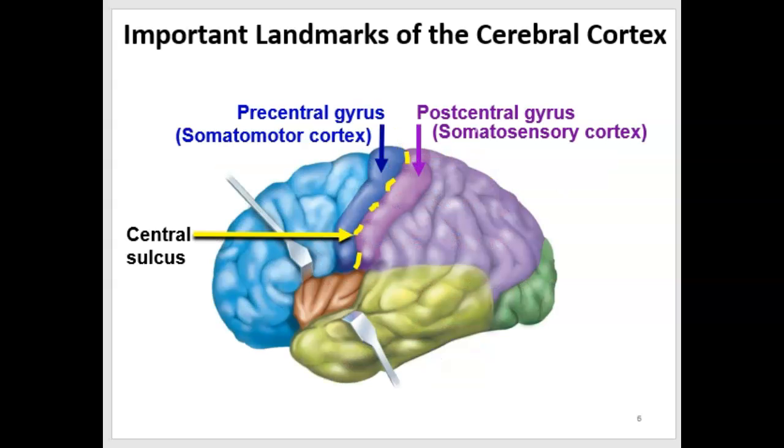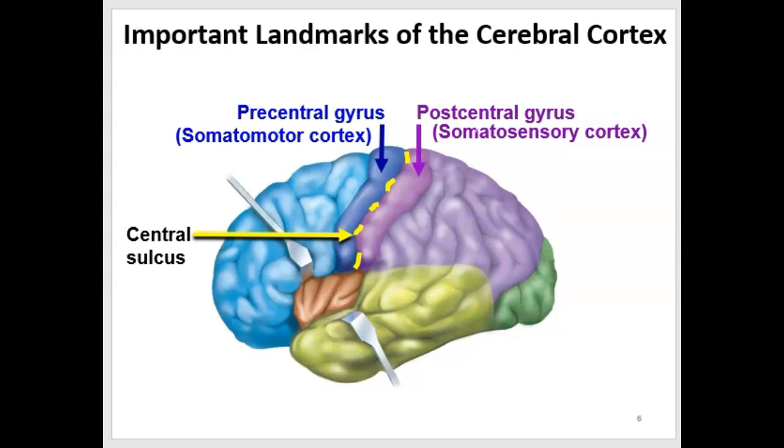This central sulcus also helps to distinguish between two important gyri. One is in front of the sulcus, and it's called the precentral gyrus, and the other is behind it, or posterior to it, so it's called the postcentral gyrus. Both of these gyri relate to somatic pathways.